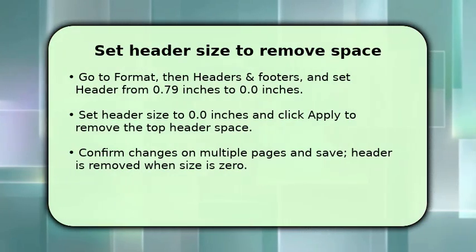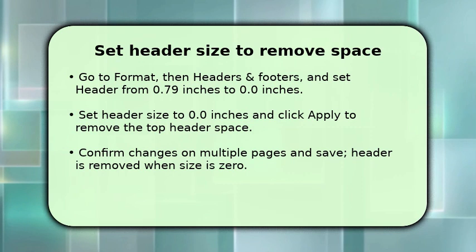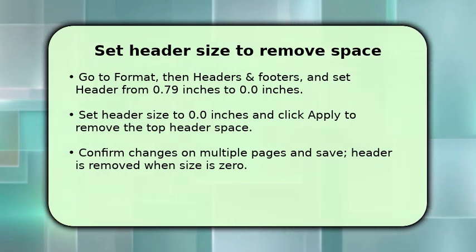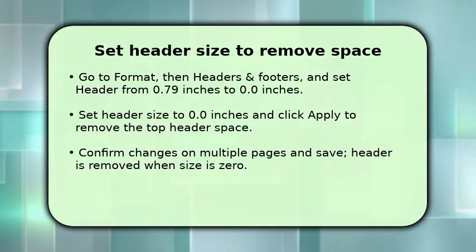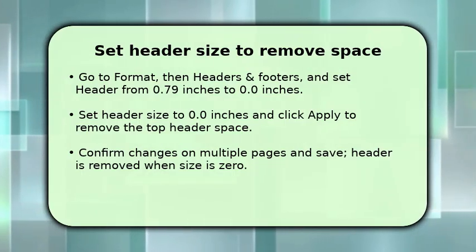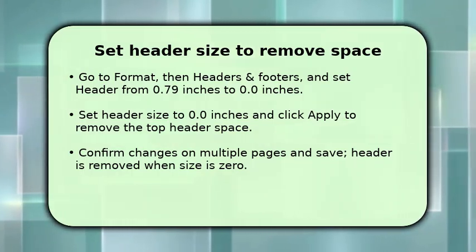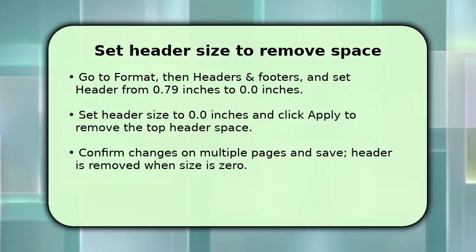Do not close the header area yet. With the header still active, open the top menu and choose Format, then Headers and Footers. In that dialog, find the header size field and change it to 0. 0 inches to remove top space. If your document started at 0.79 inches, replacing it with 0.0 inches removes the leftover gap. Click Apply to commit the size change for the document or section. Scroll through pages to confirm the header space is gone.